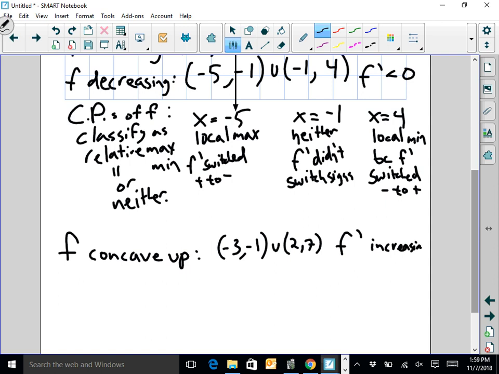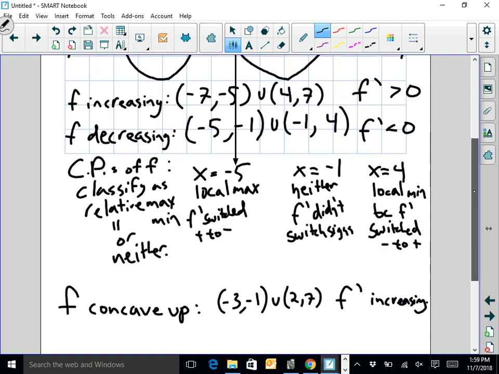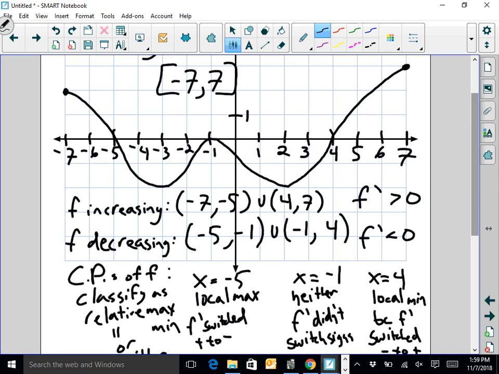Okay? So not only can we tell whether f is increasing or decreasing, or whether f has a local min-max or neither, we can also tell f's concavity based on this graph. F had to be concave up on my sketch from -3 to -1, union 2 to 7. My next question is obviously going to be, when is f concave down?